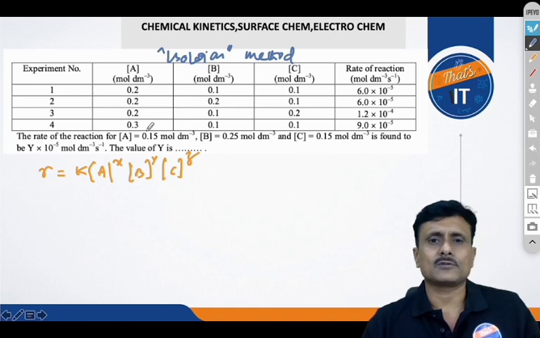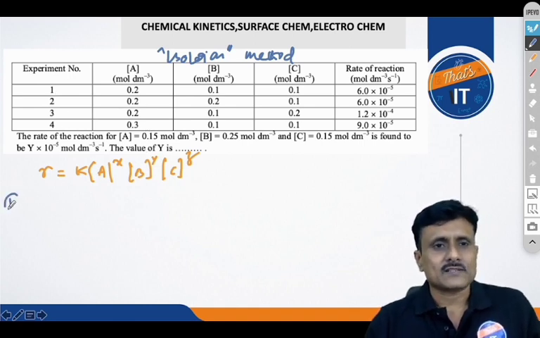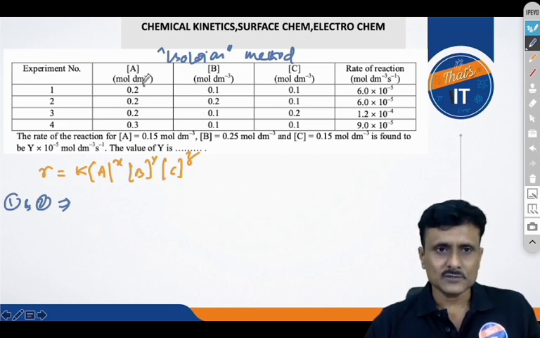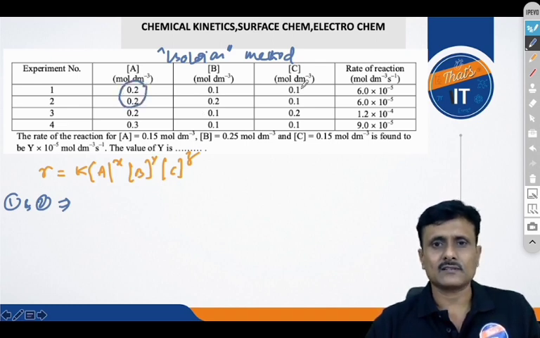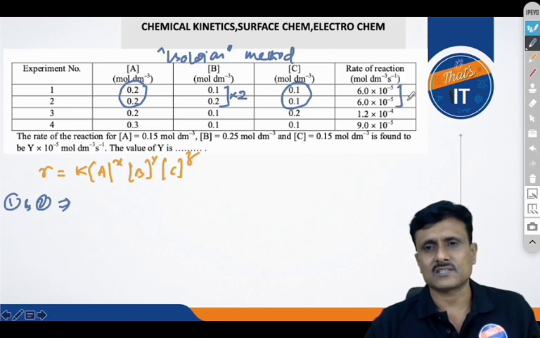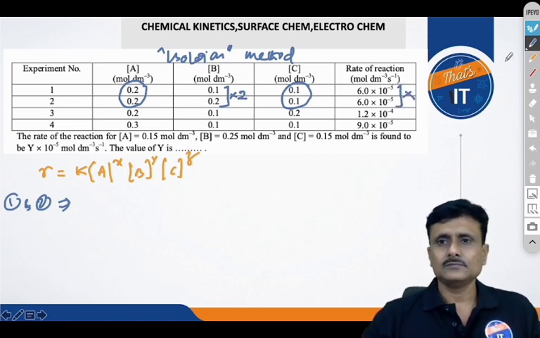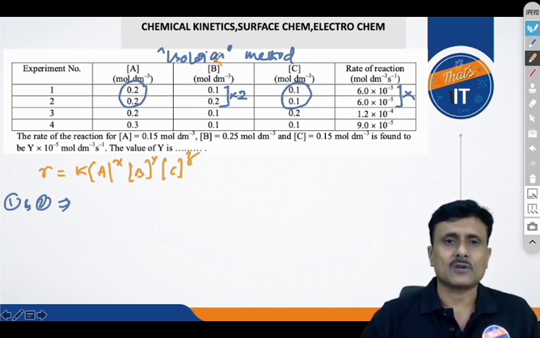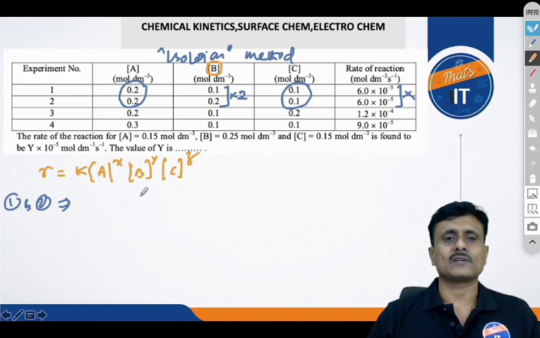Now, what I am going to do is take the first and second experiment into consideration. You can see I am keeping A as well as C constant, and the concentration of B is increased by 2 times and there is no change in the rate. That means the reaction is not depending upon the concentration of B. So, y equal to 0.